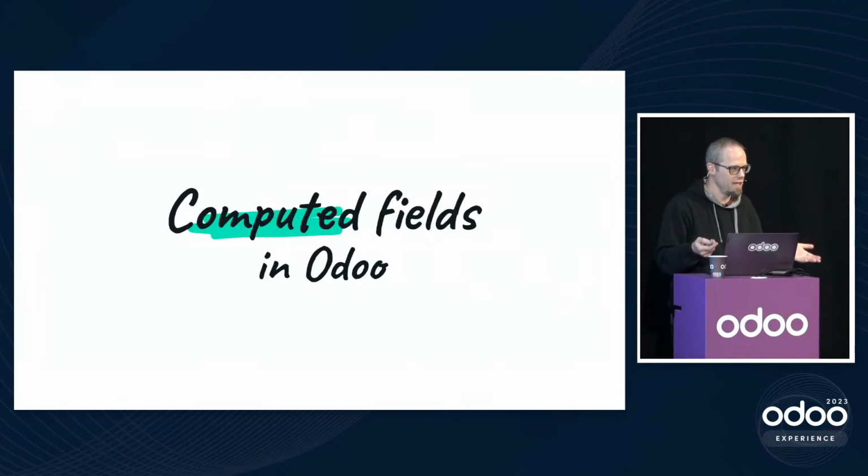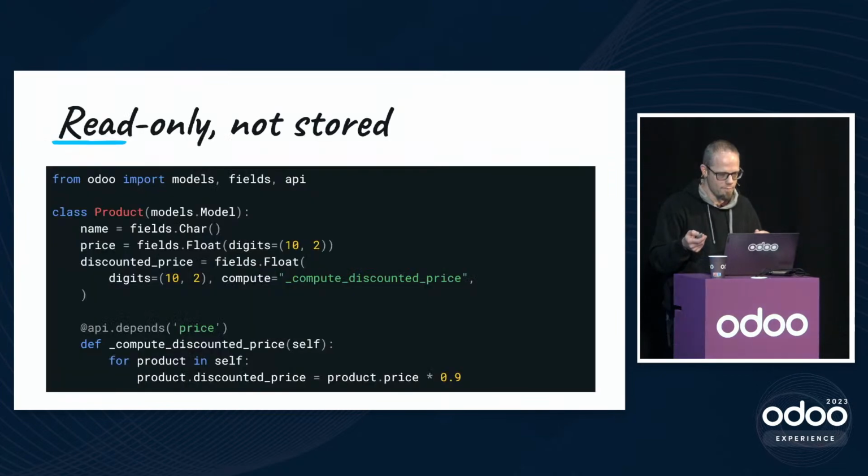and Odoo is slightly different. In Odoo, the same example looks like this. So it's essentially the same thing as all the examples before: you have a model for a product with a name, a price, and a discounted price which must be computed. In this case, we declare the discounted price just like a regular field, and the difference is this parameter, compute.